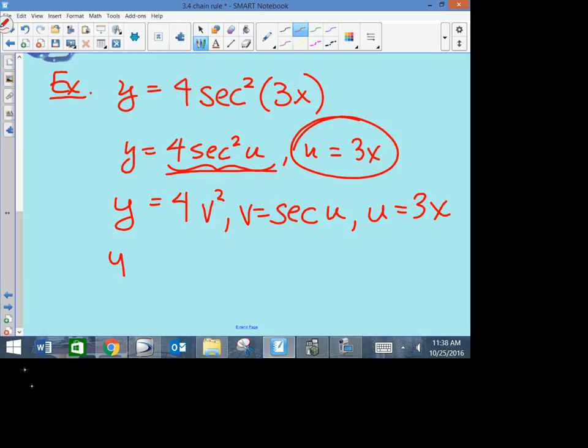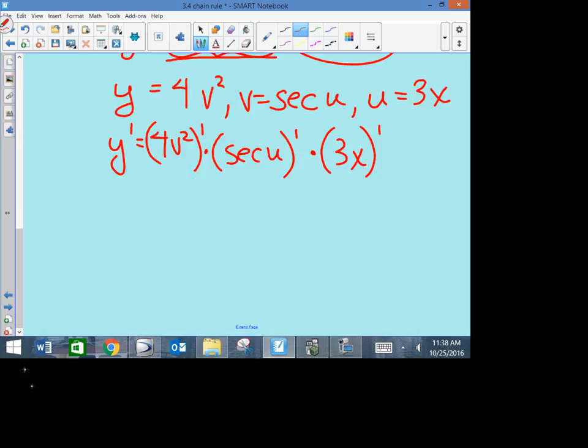Okay. Now y prime, I'm going to take the derivative of 4v squared, then the derivative of secant u, and I'm going to multiply all these by the derivative of 3x. Okay? And then do it all together. That's a v, that's a u. Okay? What's the derivative of 4v squared? 8v. What's the derivative of secant u?